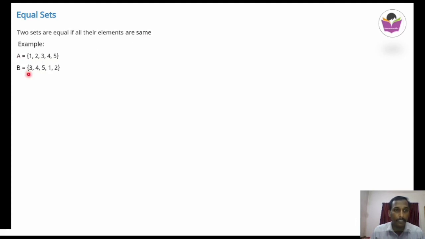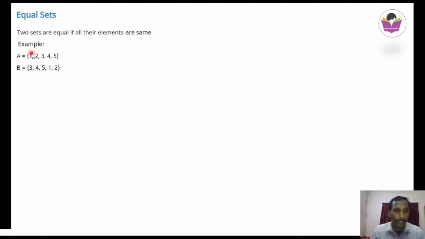Next we shall discuss equal sets. Two sets are equal if all their elements are the same. Here also let's take an example. A is equal to the set of 1, 2, 3, 4, 5, and B is equal to 3, 4, 5, 1, 2.